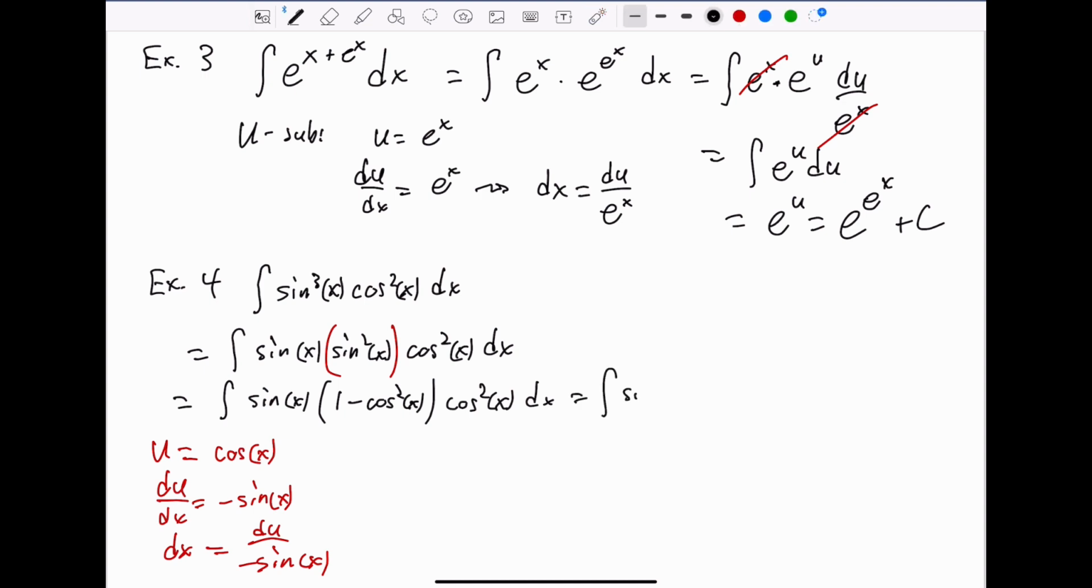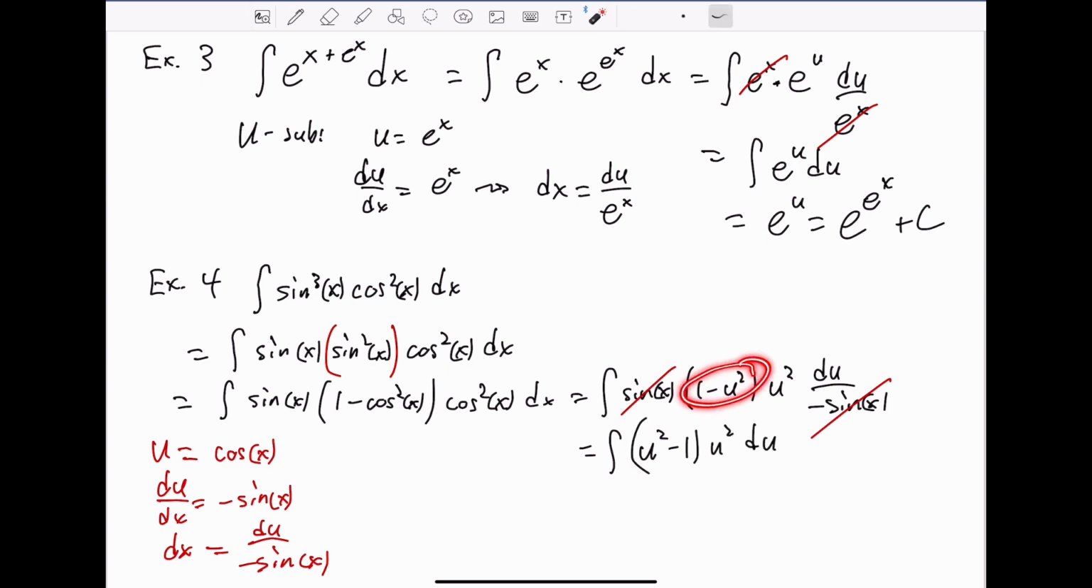So I have the integral of sine of x, 1 minus u squared times u squared, cosine of x is u, and then dx is du divided by negative sine x. The sine of x's cancel, and I have a negative here. I'm going to go ahead and use that negative to switch the signs inside the parentheses here. So this is the integral of u squared minus 1 times u squared du. Once again, I switched the order inside the parentheses by just multiplying the negative through to both these terms. So these both become negative of what they were, and I have this.